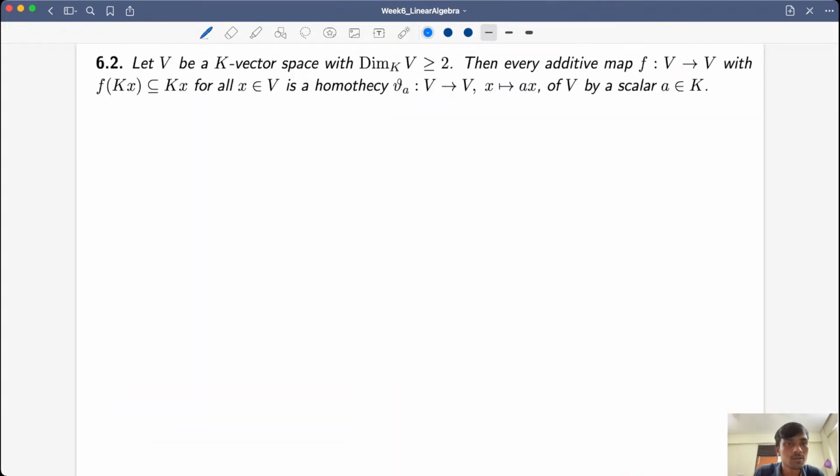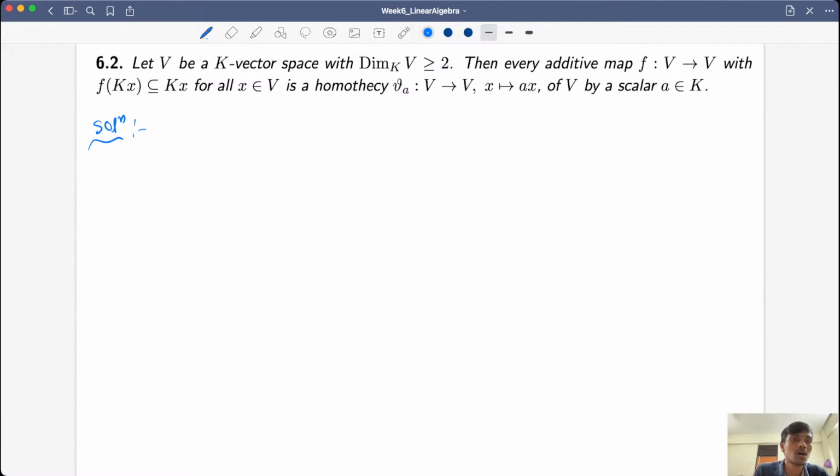So here it says that if you have a k-vector space with dimension at least 2, and also an additive map, just additive, not scalar multiplicative, that means f of v1 plus v2 is f of v1 plus f of v2, and it also satisfies that if you take any x belongs to V, then f maps the subspace generated by x, which we denote by kx, inside kx.